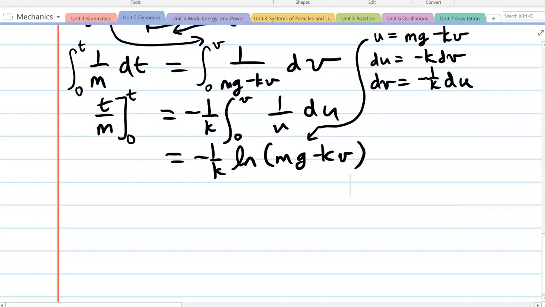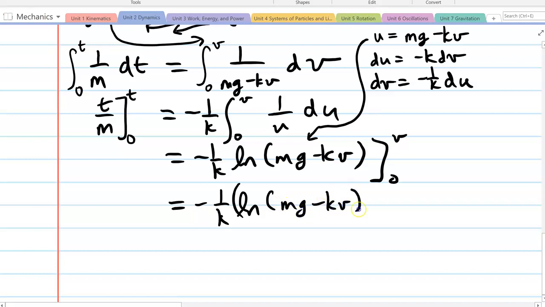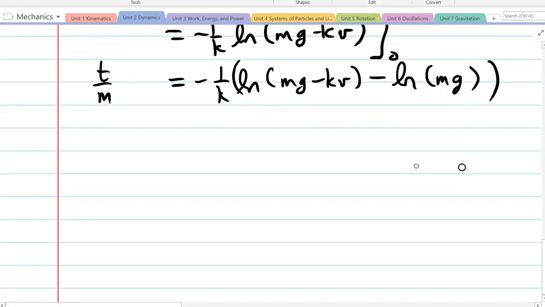So now let's see where we are. We're here, and I'll just evaluate this at these two limits. And then what we want to do now is let's actually plug it in. I'm going to pull that constant out and just treat it like this: natural log of mg minus kv minus natural log of mg, and if we plug in v equals 0, then it's just mg. And then this is equal to, let me evaluate the left hand side, t over m minus 0 over m, or t over m. And then here we have our equation.